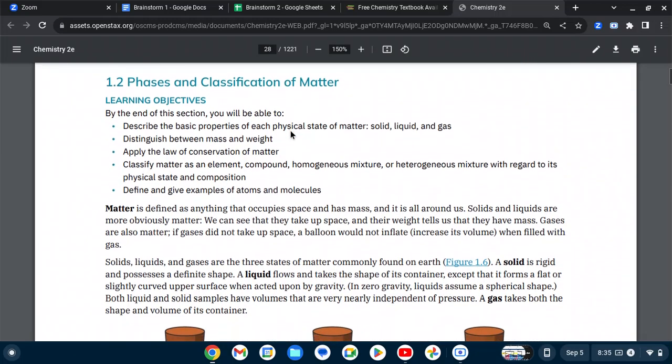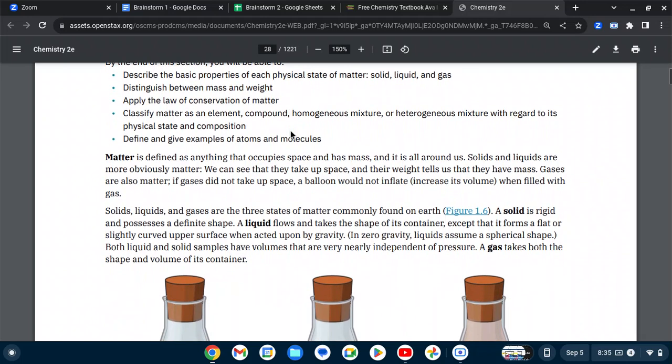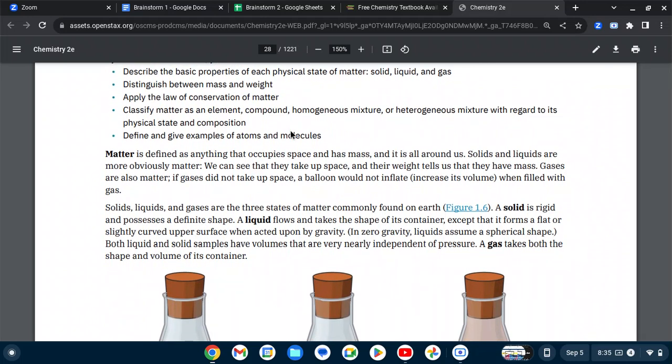1.2 Phases and classification of matter. Learning objectives. By the end of this section, you will be able to describe the basic properties of each physical state of matter: solid, liquid, and gas; distinguish between mass and weight; apply the law of conservation of matter; classify matter as an element, compound, homogeneous mixture, or heterogeneous mixture with regard to its physical state and composition; define and give examples of atoms and molecules.